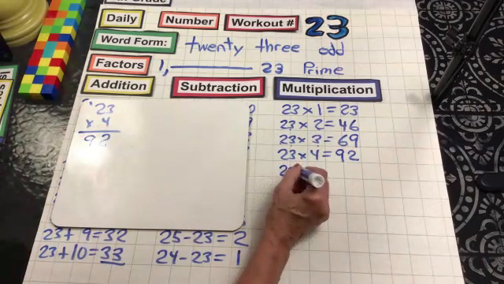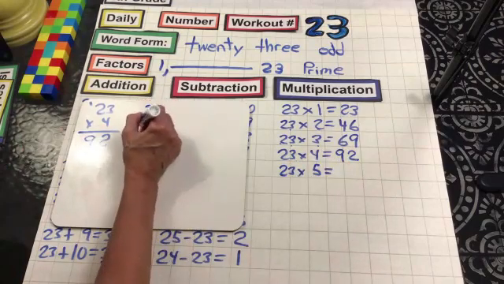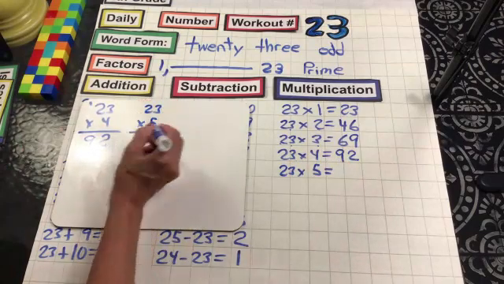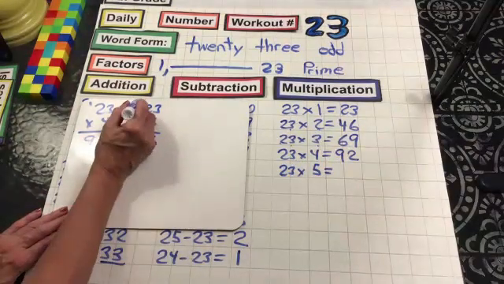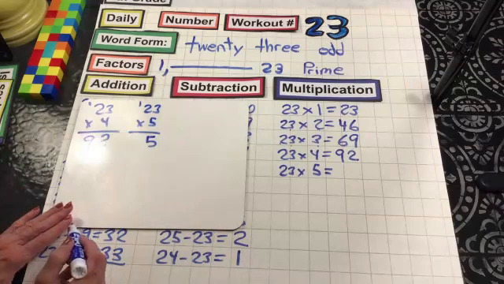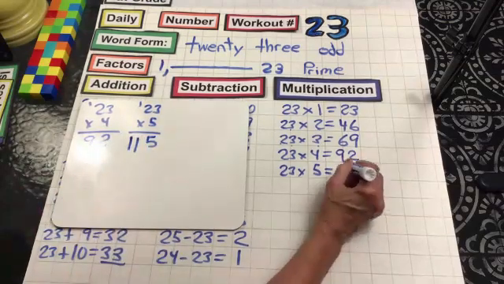Then we have 23 times 5. 5 times 3 is 15. Drop the 5, carry the 1. 5 times 2 is 10, plus 1 is 11, so 115.